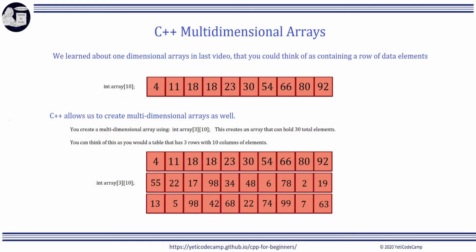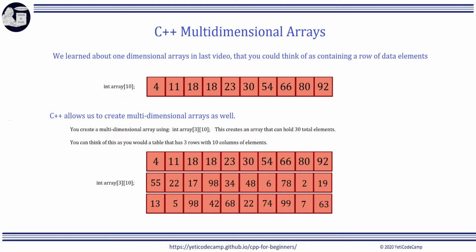I'm not going to spend a lot of time on this, as it is very similar to one-dimensional arrays, but we can expand our arrays to hold more data. This slide shows the basic concept. So with the one-dimensional arrays we went over in the last video, you could think of them as simply a row of sequential data elements. Each element also could be thought of as a column of data within that single row.